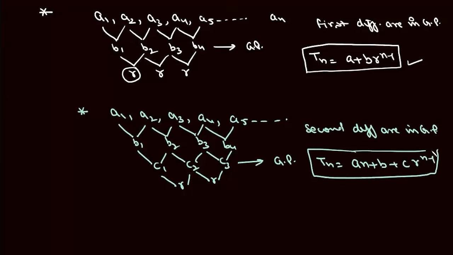So rather than this constant, it will be a linear term here. And if the third difference is in GP, then we'll have a quadratic term along with R to the power n minus 1. So this is why we choose these terms the way we do. We can solve these questions using either the direct quadratic formula, or by using this method.